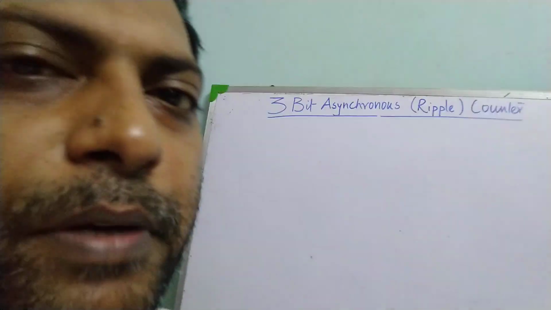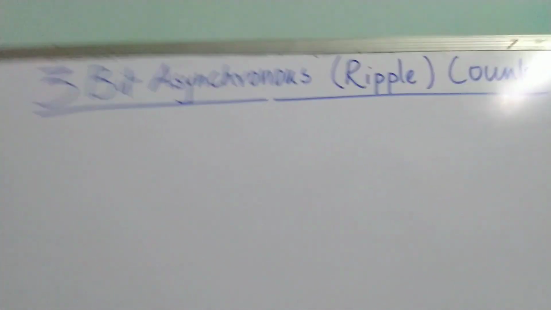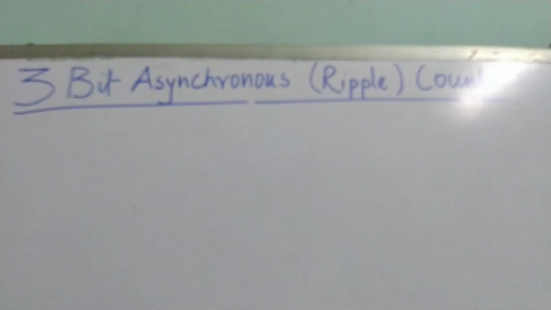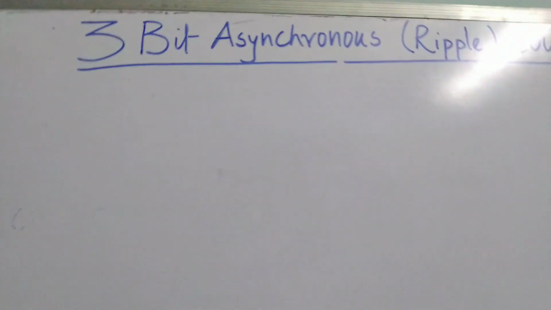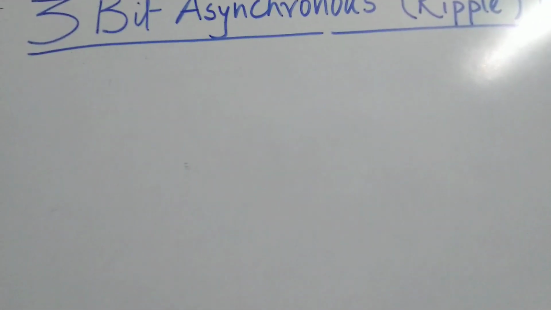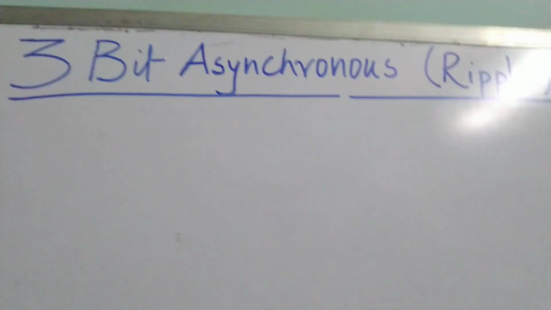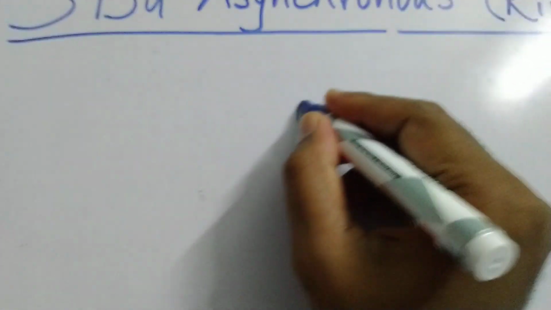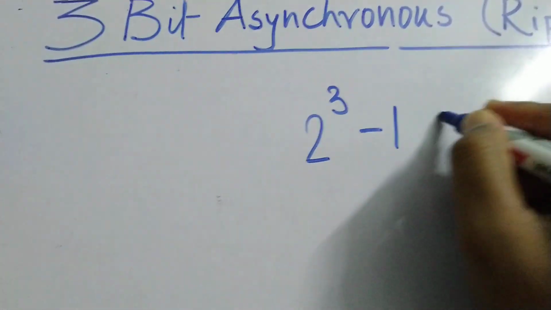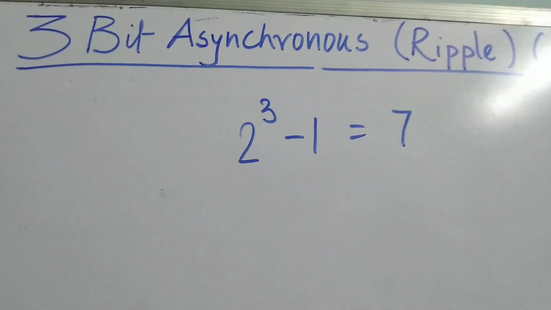Hello guys, today we discuss the 3-bit asynchronous or ripple counter. Here the counter counts in the up direction. Now for a 3-bit asynchronous ripple counter, the number of flip-flops required to design this counter is 3, and the counter counts 2 to the power n minus 1 states. So 2 to the power 3 minus 1, that is 7. So it will count 0 to 7.